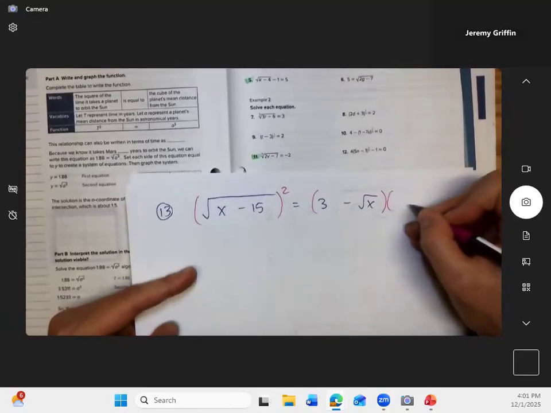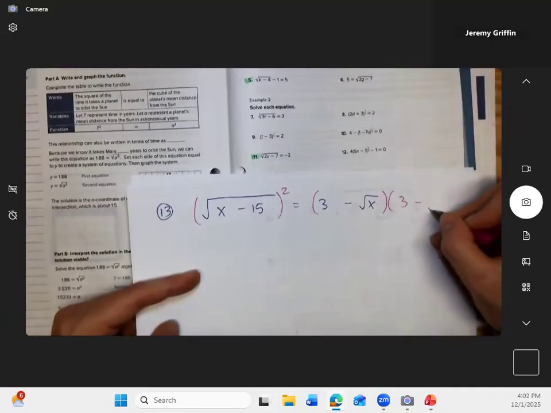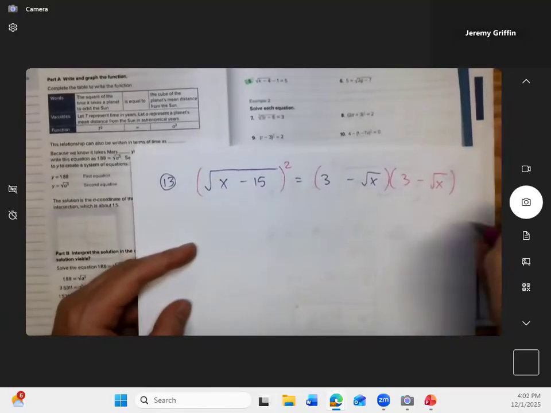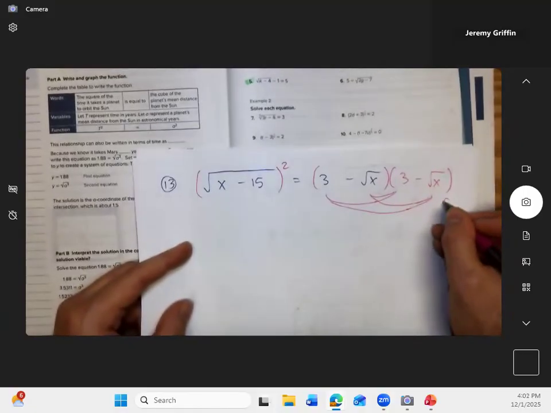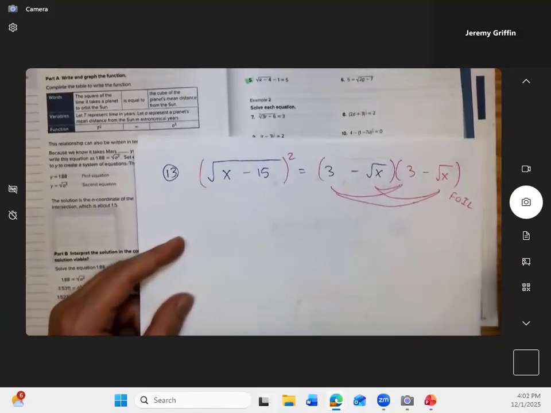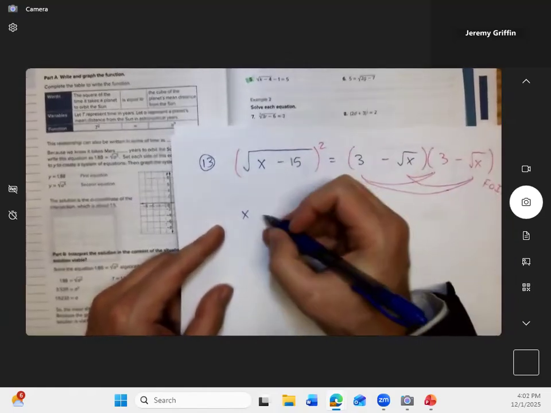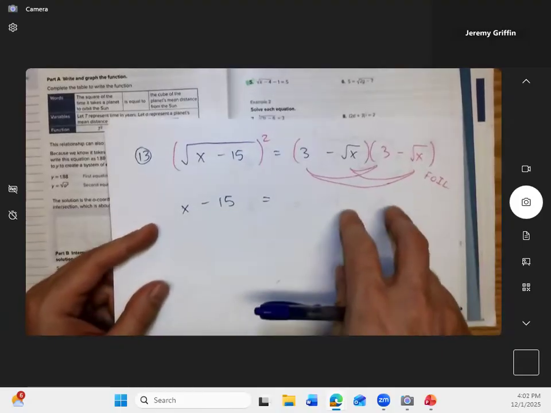In fact, here's something I did back in the example. Instead of doing square, I just rewrote it next to itself, multiply, because that's the same thing. Also squared, isn't it? Just to set up the first, outside, inside, last FOIL. Okay. So on the left side, the square and the root cancel. I just have x minus 15. On the right side, well, got this whole FOIL process.